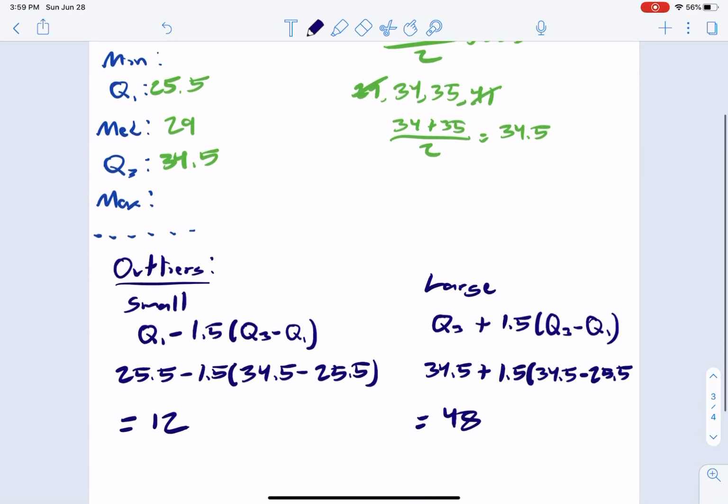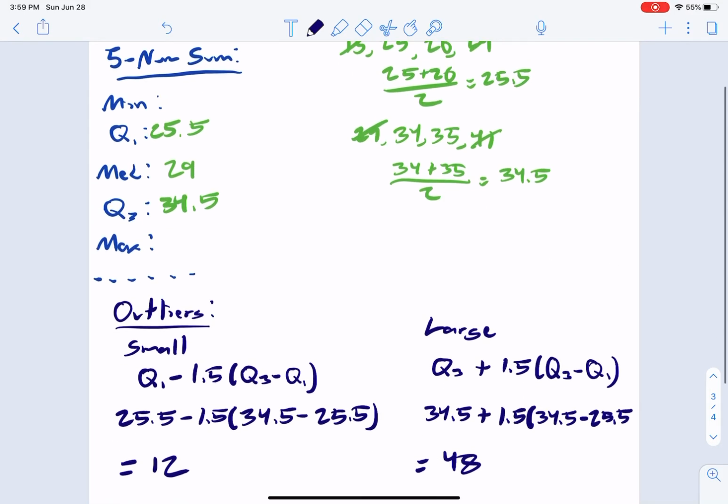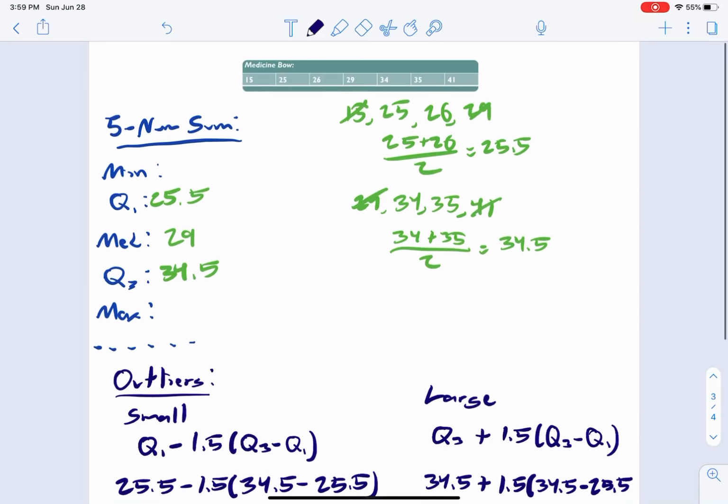So now, do we have any values here under 12? It looks like no. Do we have any values here over 48? Also looks like no. So we have no outliers. We have no outliers again. So everything here is more or less what's expected, right? Nothing crazy happening. So that means that our true minimum here is 15, and our actual maximum is 41 there.